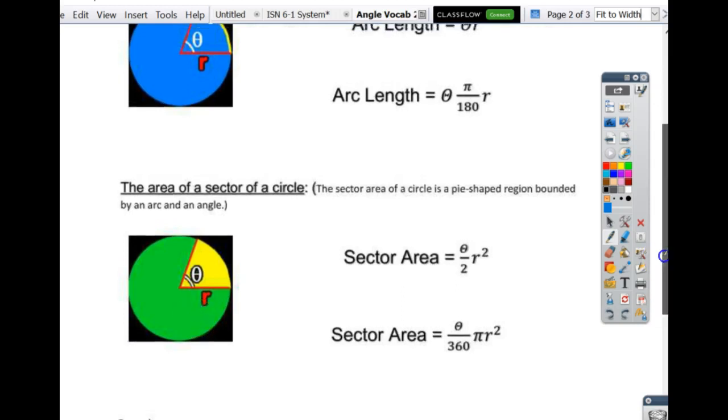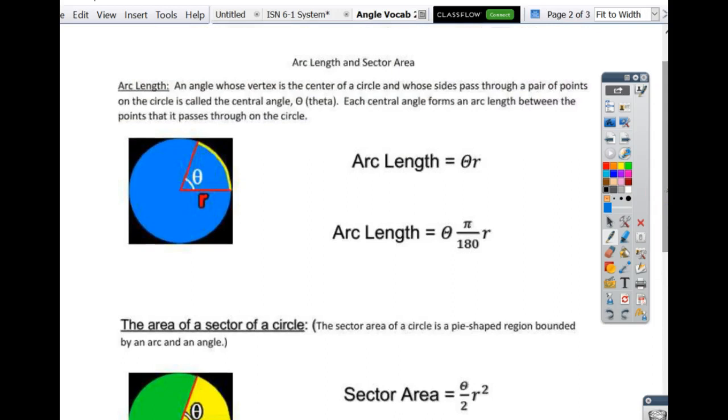Okay. Now, the formula is arc length, and arc length is S. I don't know why it's S. Arc length, where did they get an S? I have no idea. They put an S. I don't know why. Okay, so this formula right here is if theta is in radians. That's if theta is already in radians.